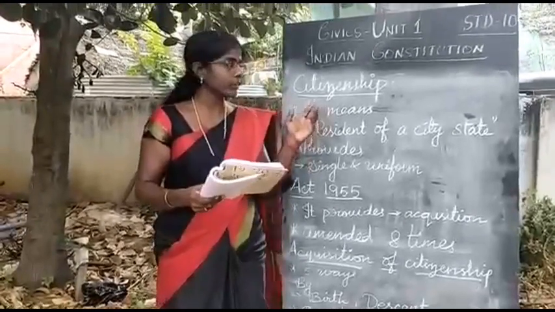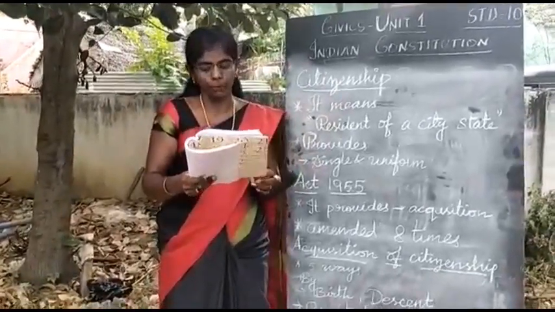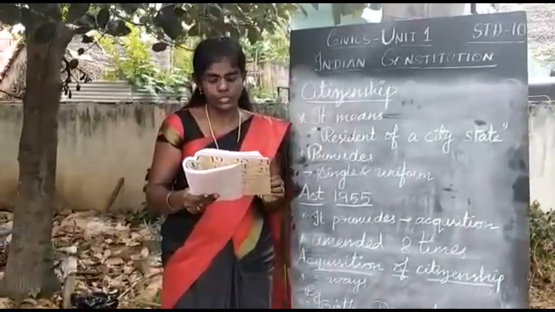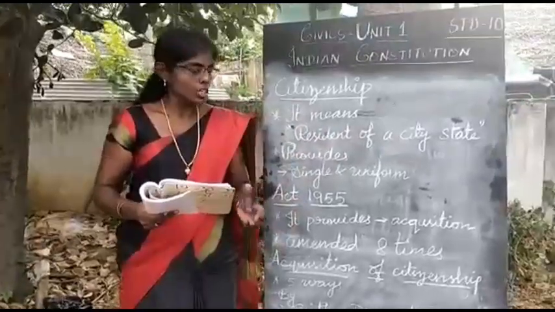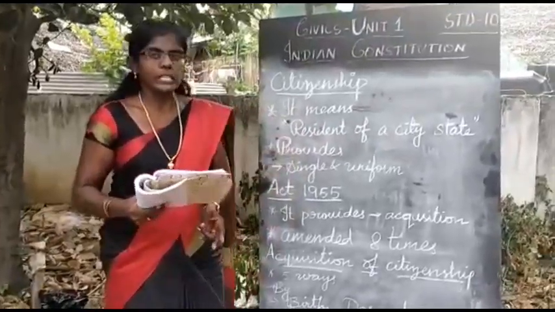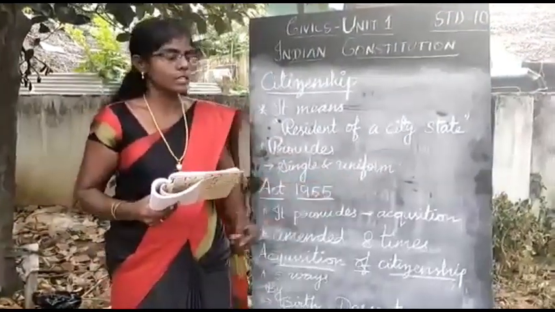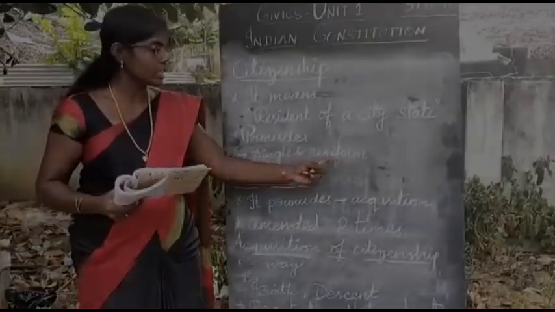The next side heading we will see is citizenship. So what is meant by citizenship? Kudi urimai. The word citizen is derived from the Latin word civis. It means resident of a city state. Our constitution provides 2 types of citizenship. One is single citizenship, the other is uniform citizenship. So 2 types of citizenship are there, one is single and the other is uniform.